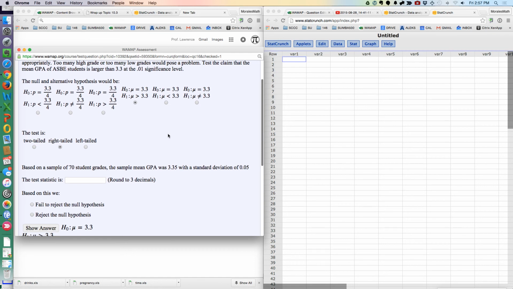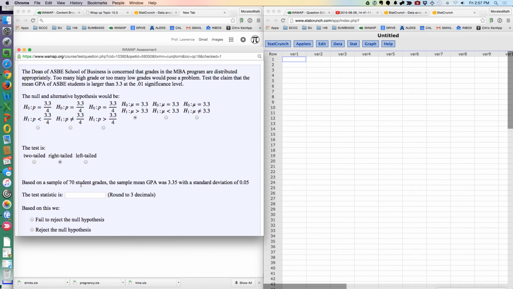Okay, now, based on a sample of 70 student grades, the sample mean was 3.35 and a standard deviation of 0.05. Notice that it's giving you information about the sample. You know nothing about the population, and so therefore we cannot assume that this standard deviation is equal to the population standard deviation, and so therefore we have to use a t-test. Since we do not know what the population standard deviation is, and we're not told that we know that, we must use the t-test here.